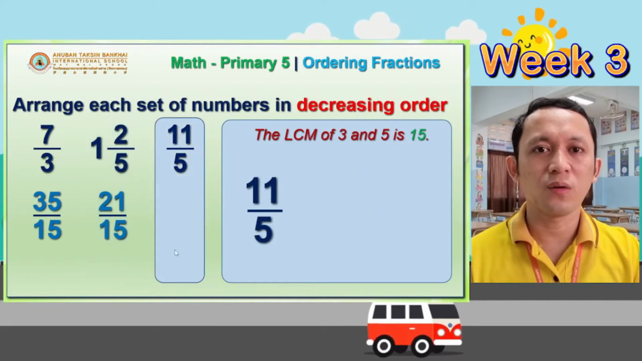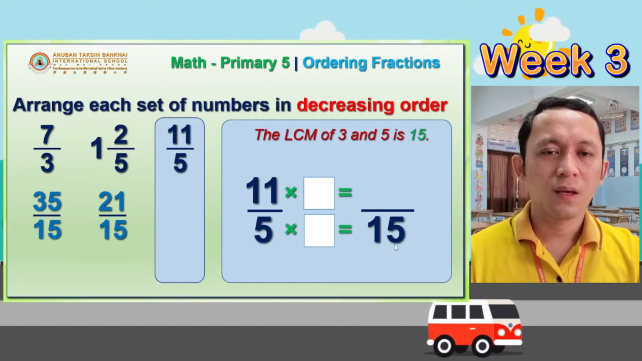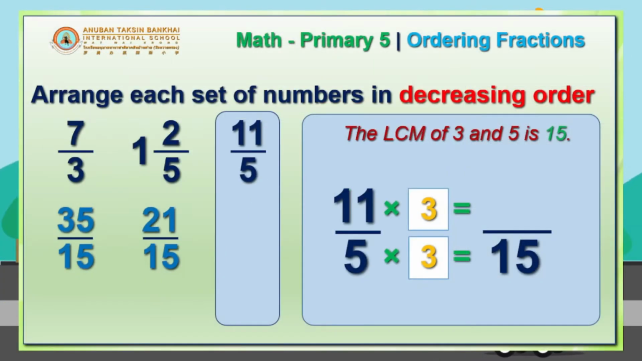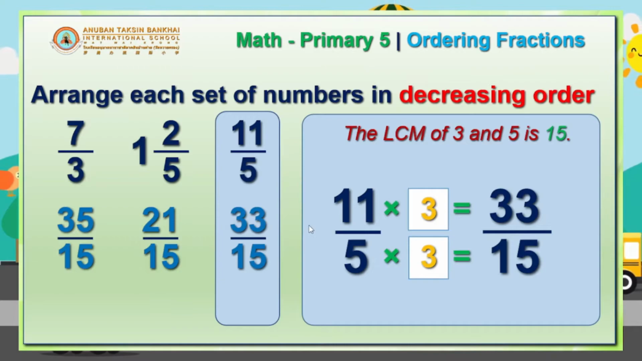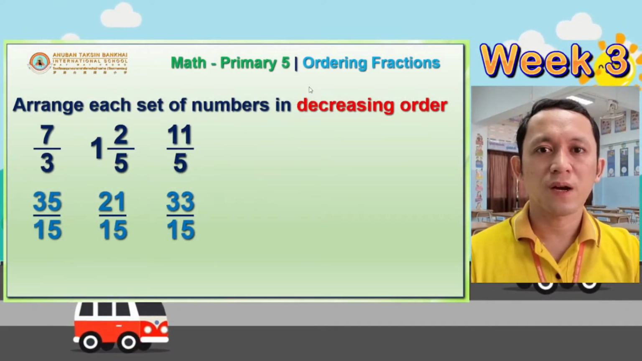Next, we have 11 over 5. So we'll just multiply 5 to make it 15. That is, of course, 3. So 5 times 3, we have 15, and 11 times 3, we have 33. So you could see that all our fractions now have the same denominator. So we can now arrange our fractions.